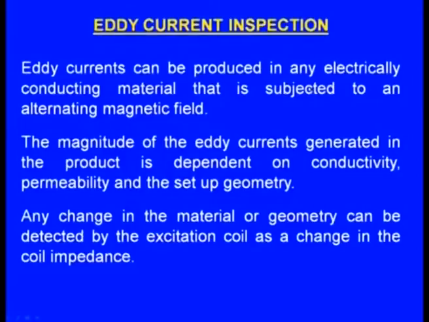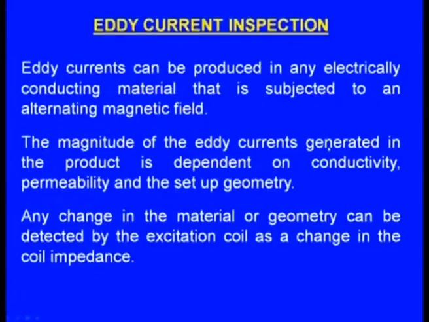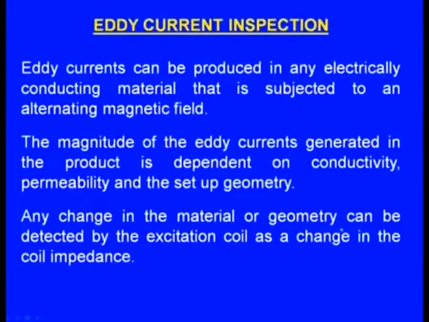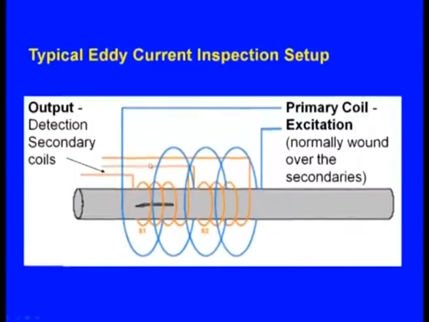Eddy currents can be produced in any electrically conducting material that is subjected to an alternating magnetic field. The magnitude of the eddy currents generated in the product is dependent on conductivity, permeability and the setup geometry. Any change in the material or geometry can be detected by the excitation coil as a change in the coil impedance. Now, here we can see the principle of the generation of the eddy current.